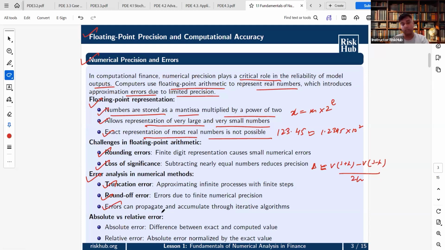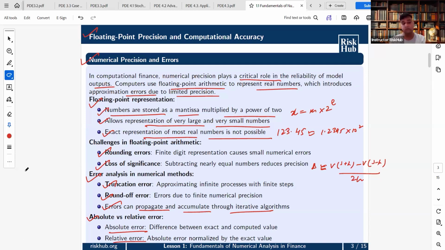And then we have error analysis in numerical methods: truncation error and round-off error. Errors can propagate and accumulate through iterative algorithms. Absolute versus relative error: absolute error, relative error. So the slide explains the main sources of numerical error. There are two major types: truncation error and round-off error. Truncation error happens when an infinite or continuous process is approximated by a finite one.